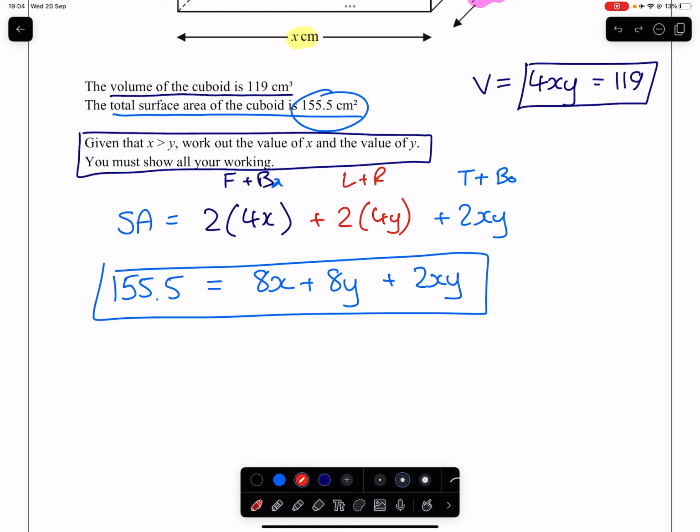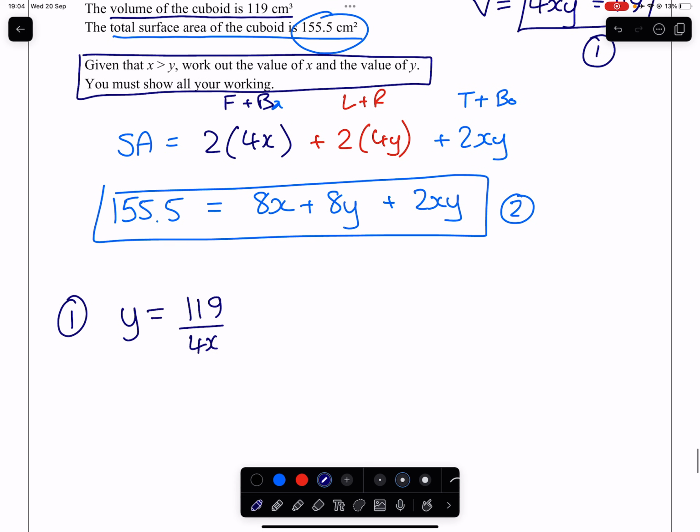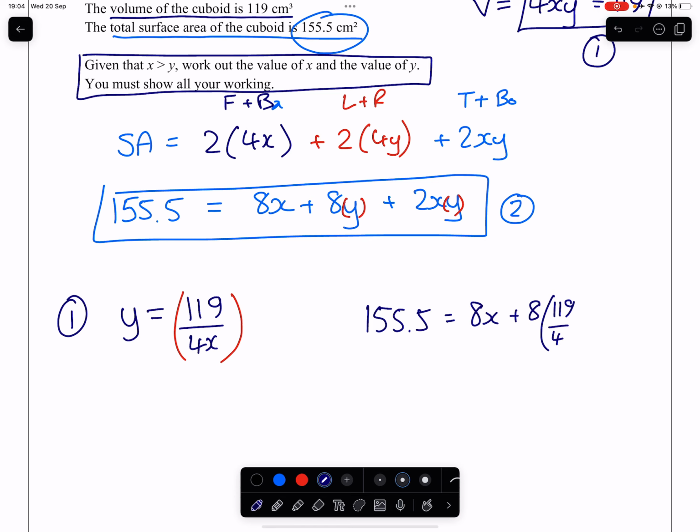So equation number 1 is definitely this one because it's easier. Equation number 2 is this one. I'm going to rearrange equation 1 so we get one letter on its own. I choose y. So dividing both sides by 4x will give us this. And then that is going to get subbed in place of y in our other equation, which is going to give me the following. 155.5 equals 8x plus 8 lots of 119 over 4x plus 2x lots of 119 over 4x.